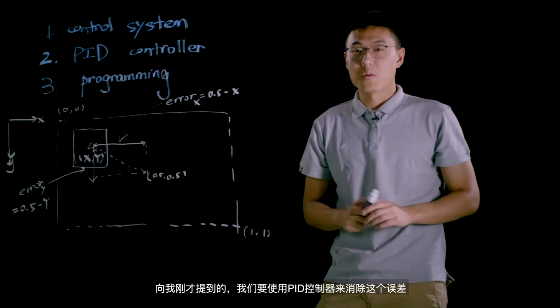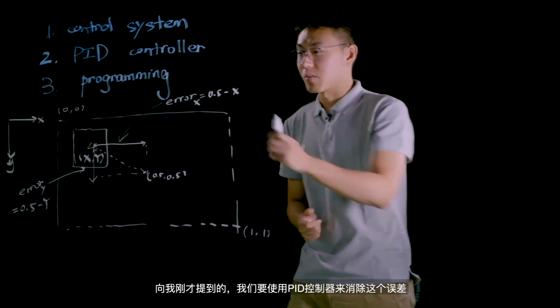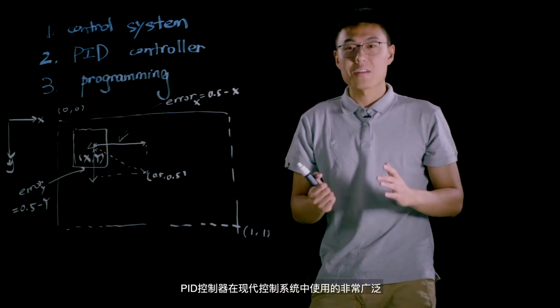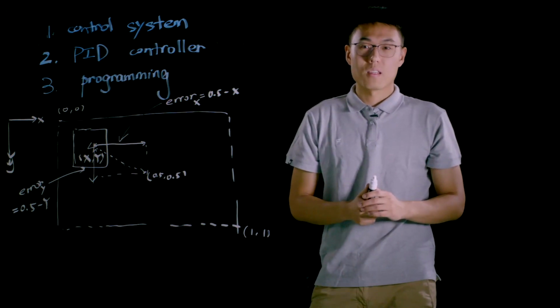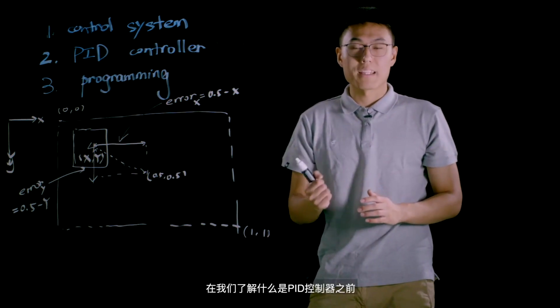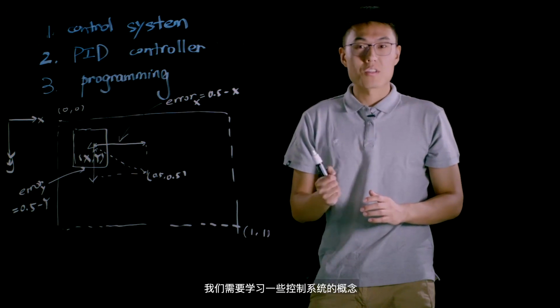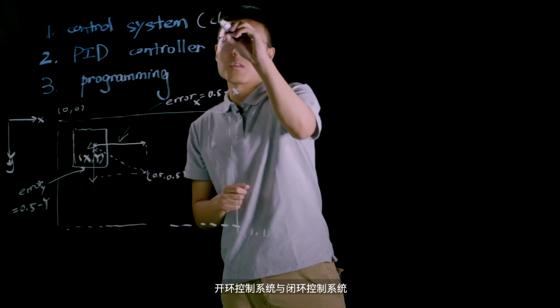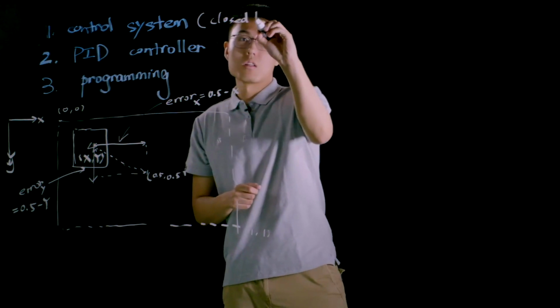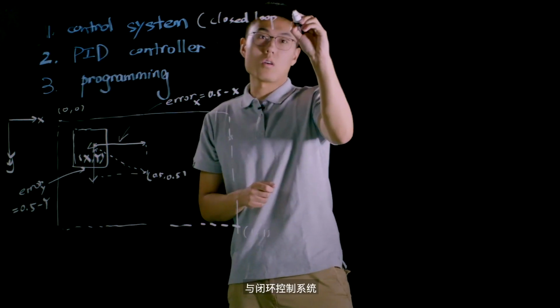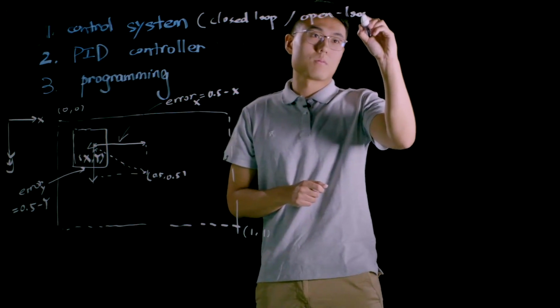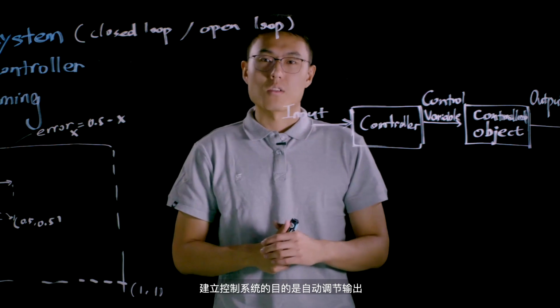Like I mentioned before, we use PID controller to eliminate the errors over here. So PID controllers are now being widely used in modern control systems. Before we understand what the PID controller is, we need to learn some concepts of the control system, which can be either closed loop or open loop. The purpose of building a control system is to regulate the output.